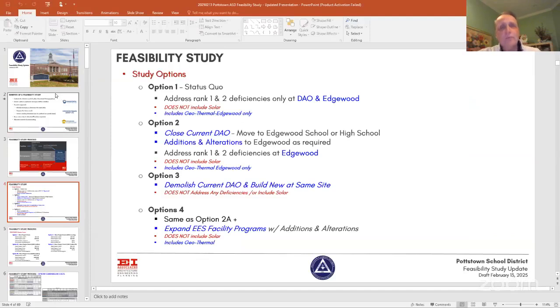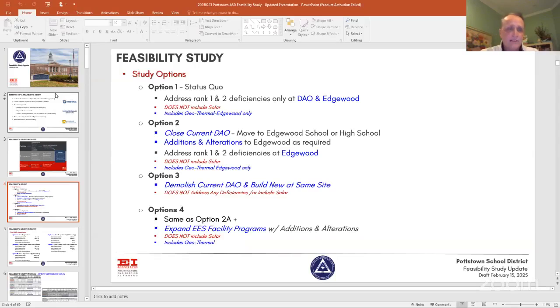So as a recap, we've been doing a lot of good work and we have a lot of good information here. The options we're looking at are these four currently, and it's really focused on the district administration office and Edgewood. Those are the two problem facilities right now in terms of the quantity of deficiencies. So it makes sense to attack those first and try to get them stabilized in whatever way, shape, or form, and then go on to different buildings from there.